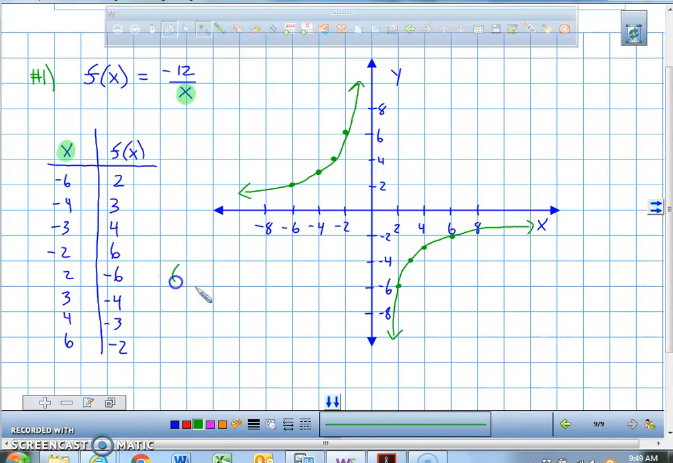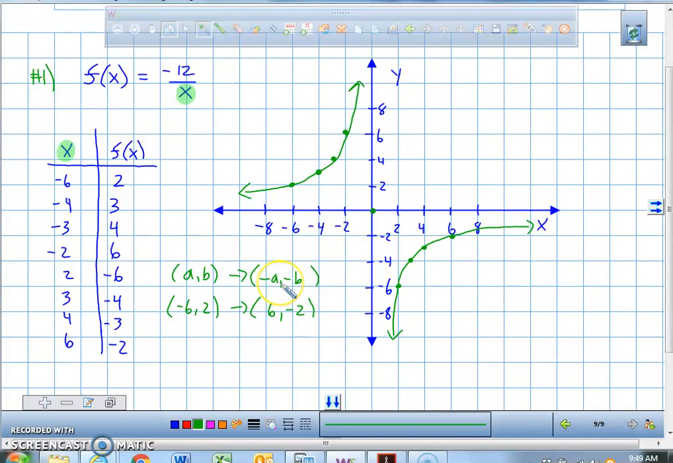In order for this to be symmetrical about the origin, if I take any ordered pair, we'll call it (a, b), what does that have to become in order for it to be symmetrical about the origin? Negative a, negative b is correct. So we're going to take any ordered pair. Let's take (-6, 2). (-6, 2) should become positive 6 and a negative 2.